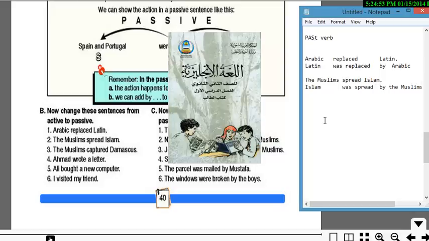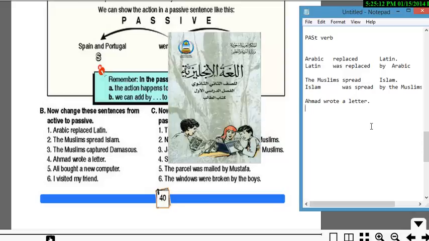It sounds easy, right? Yeah, it is actually easy. You don't have to really worry about it every time. Now the next one goes, the Muslims captured Damascus. We just did this example, so I'm going to the next one. It's Ahmed wrote a letter. How do I just change it?